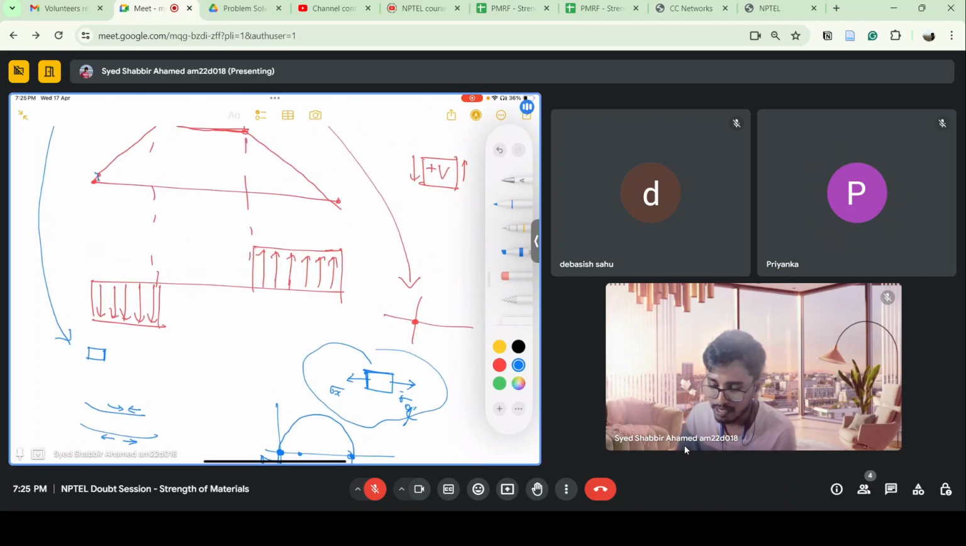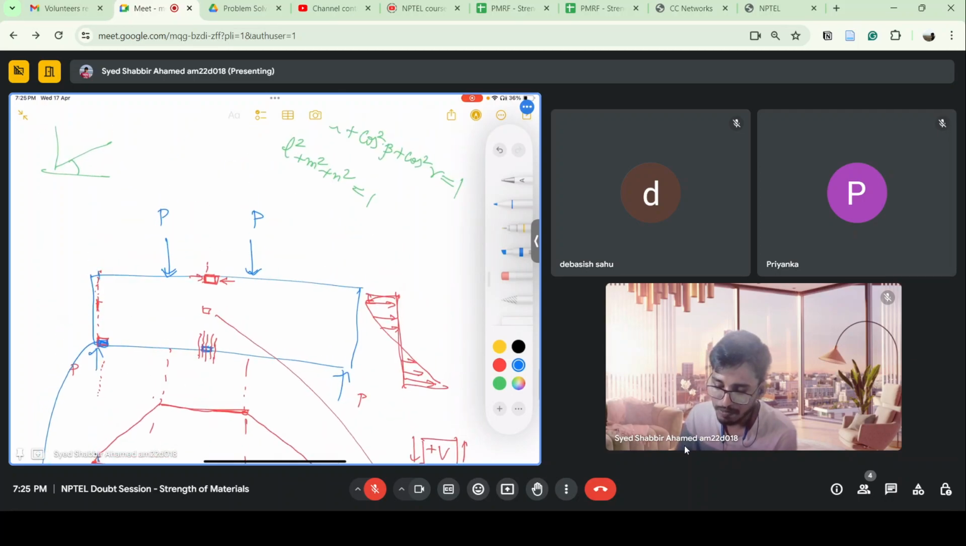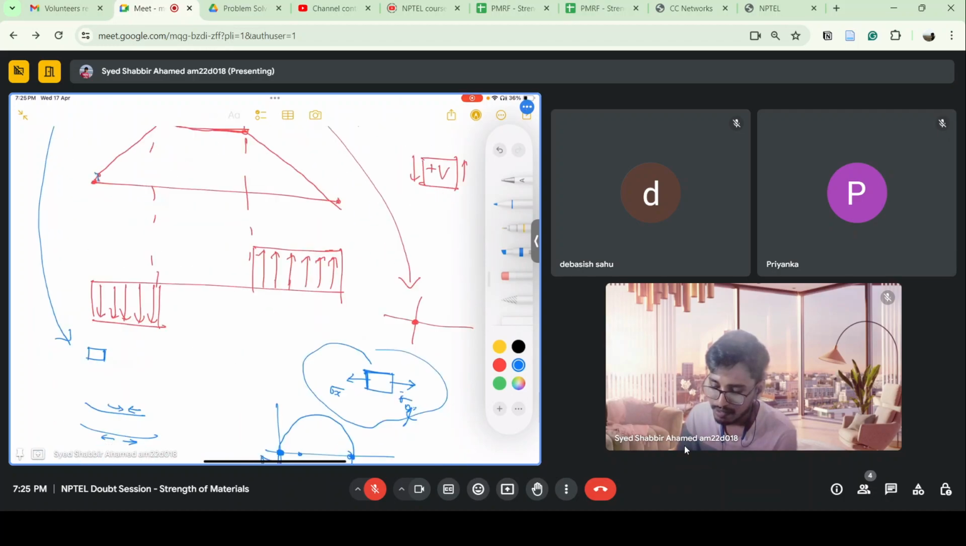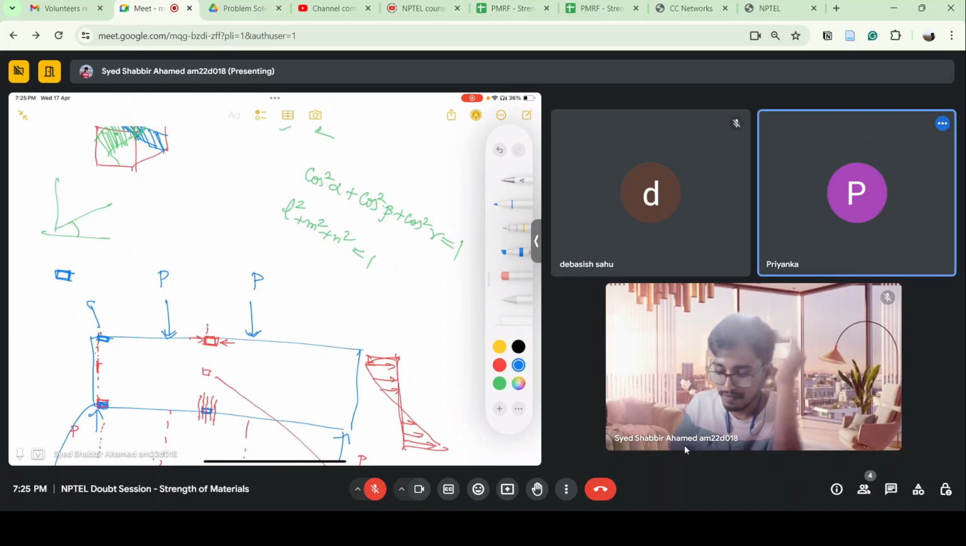So there is no stress at this point. But if I go on the top, what will happen? What will the state of stress look like? What stresses might I get here? Everything is zero.